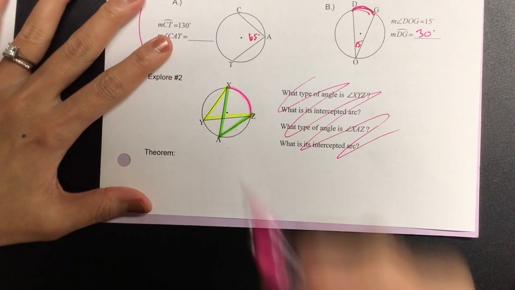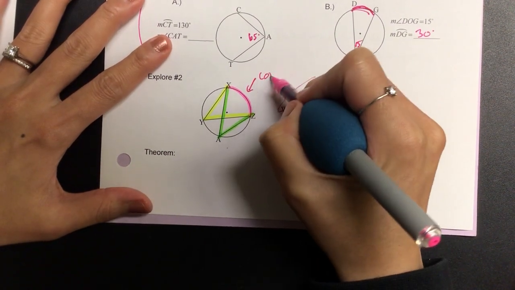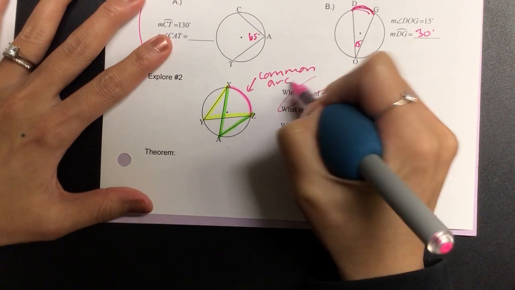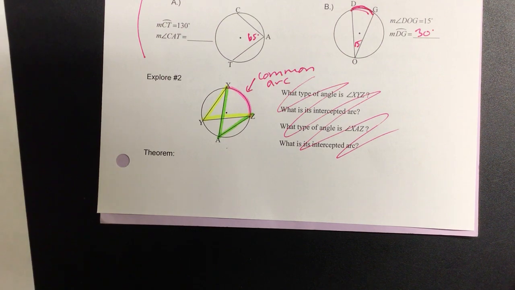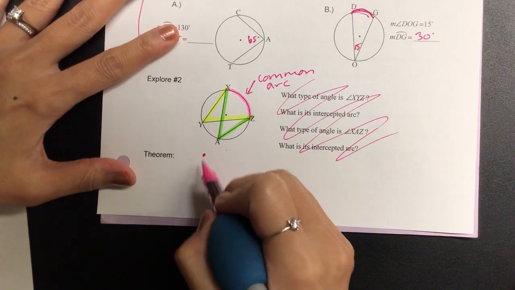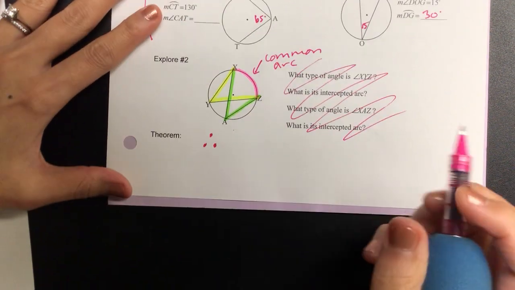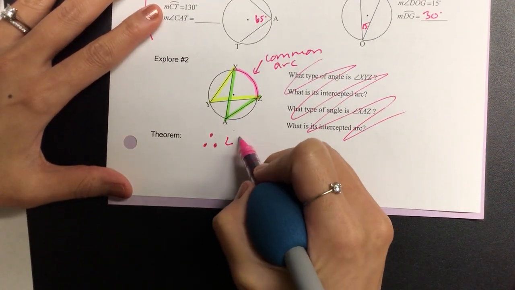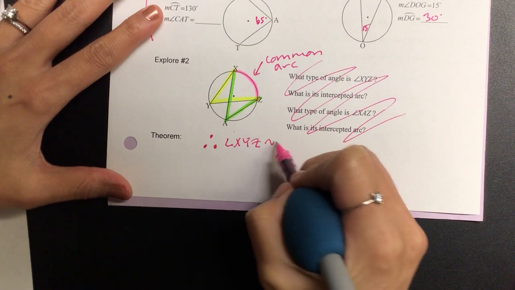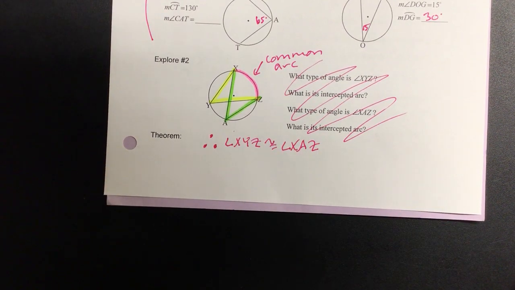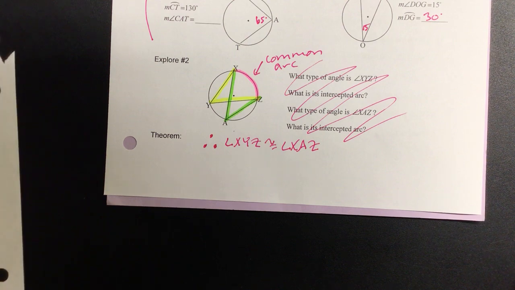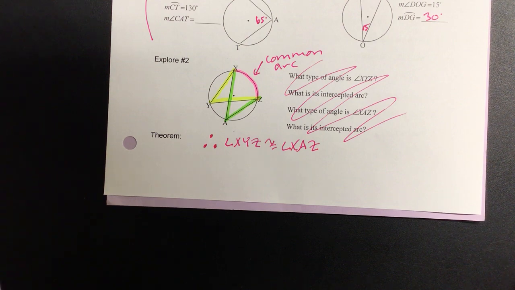The arcs are the same. So we have a common arc. So because it's sharing the same arc, what can I say about the angle measurements of those inscribed angles? They're the same. So let's put on here, therefore, the three dots represent therefore, angle XYZ is congruent to angle XAZ. So much more simple than going through the question errors, okay?